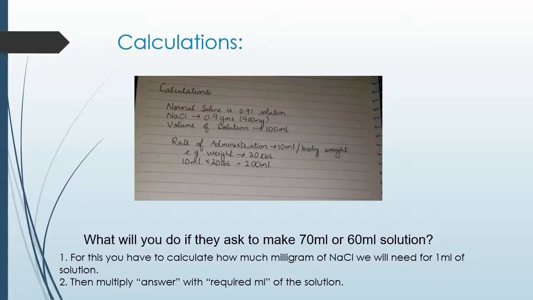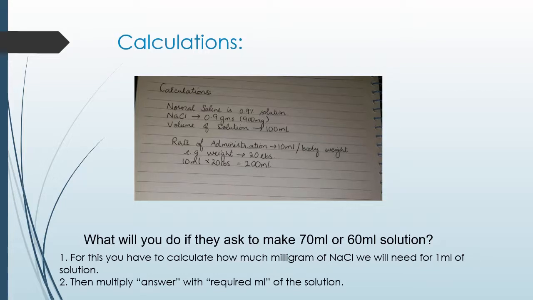Points are: number 1, for this you have to calculate how much milligram of NaCl we will need for 1 ml of solution. Like we are going to divide 0.9 by 100 and we'll get the answer how much we need for 1 ml. Now point 2, then we have to multiply that answer of 1 ml with the required solution, like if they give you 70 ml or 60 ml.